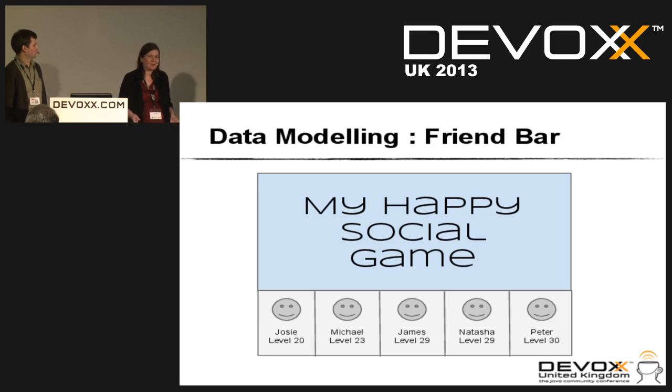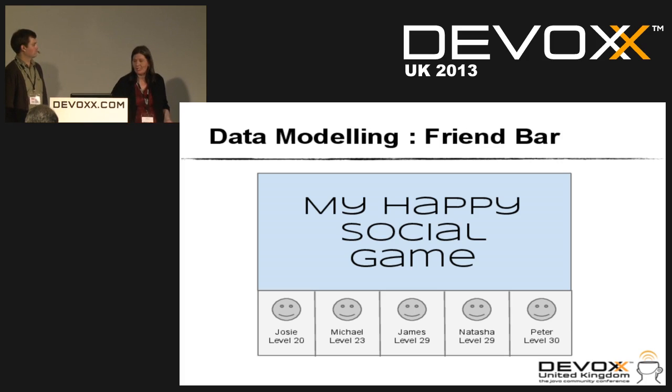So if any of you have ever played a social game, you'll probably be familiar with the friend bar. It's a very common use case within the social games industry. And essentially at the bottom of your game, you've got a list of all your friends who are playing the game and a bit of information about them and the game. So in my happy social game over here, I've got the profile picture, I've got their name and the level they've reached.